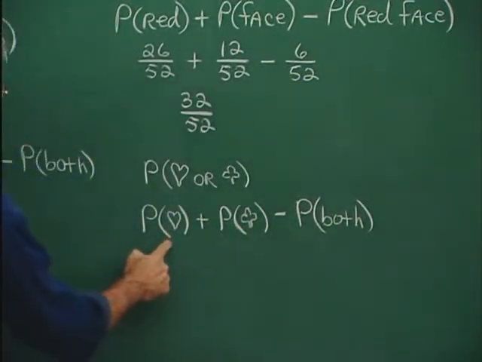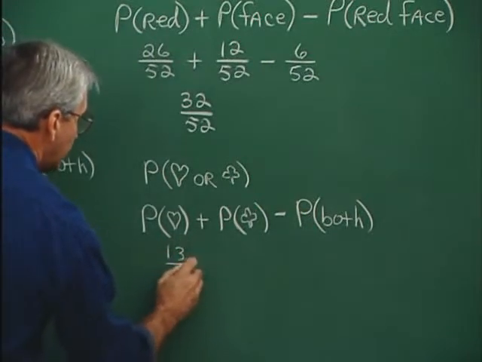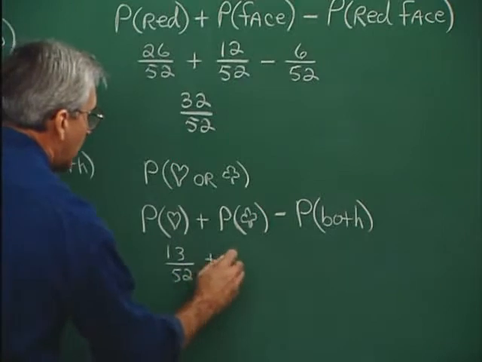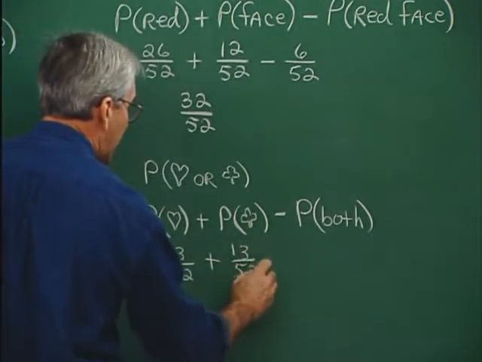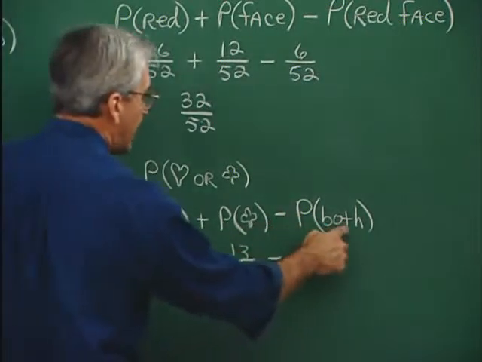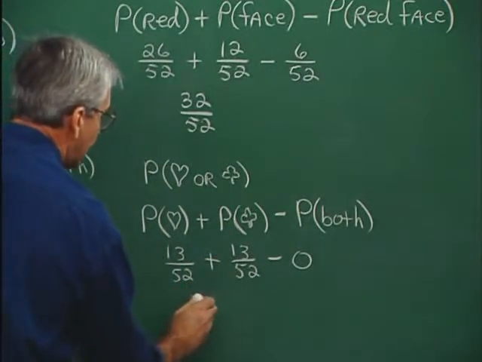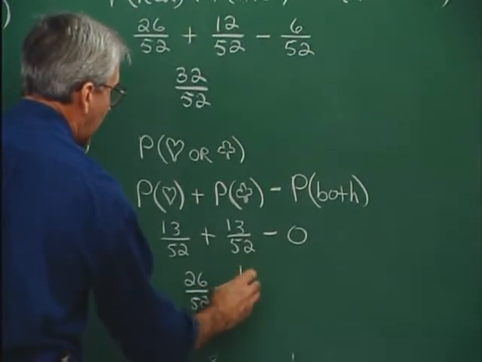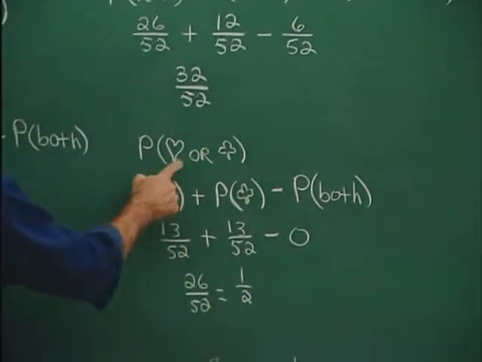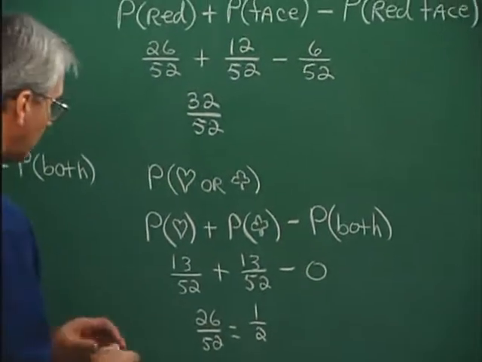The probability of hearts: there are 13 hearts in the deck, so it's 13 out of 52. That's 1/4. Plus another 13 out of 52 for the clubs. And then subtract out the probability of both, which can't happen, so the probability there is 0. 0 out of 52, or simply 0. 13 out of 52 plus 13 out of 52 is 26 out of 52, which is 1/2, and that's half the deck, as we know, because we're taking half of the red cards and half of the black cards to get a total of half of the deck.